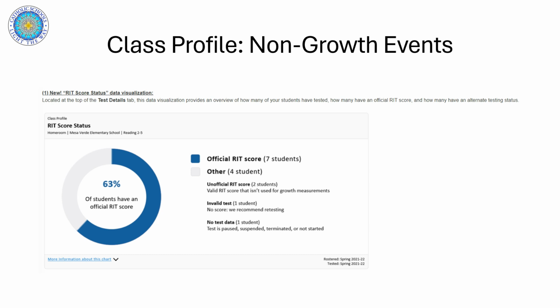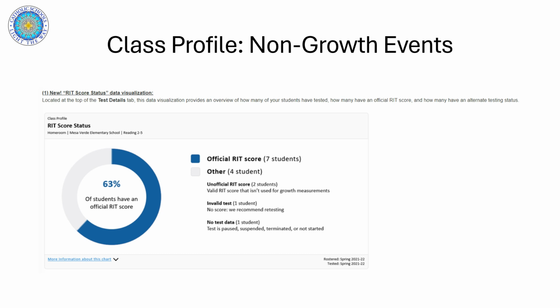We are first going to look at the test details tab. The first thing you will notice in your test details tab is a pie chart entitled RIT Score Status. This will give you quick at-a-glance information about how many students in your class have successfully completed an assessment and received an official RIT score. Those students will be designated by the blue color. Designated by the gray color, you will see something called Other in a list of the number of students.